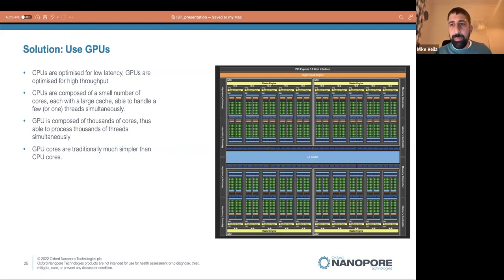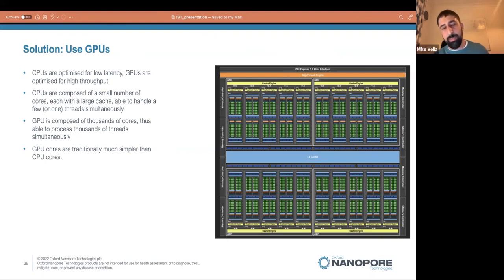But why are GPUs so effective? People talk about GPUs and machine learning quite a bit, and very few people talk about the inherent advantages of GPUs over CPUs. One is not really better than the other, they're just different. CPUs are optimized for latency and GPUs are optimized for high throughput.